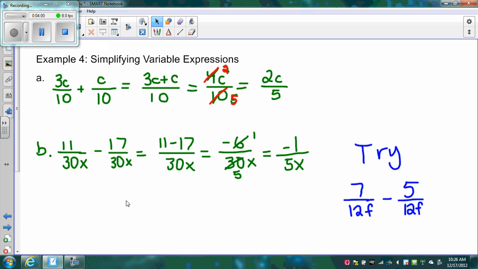And that's all for this lesson. I hope that was pretty basic and you could see how these simplify and that you're able to remember, as long as they're like fractions and the denominator is the same, you can simply add or subtract the numerators.